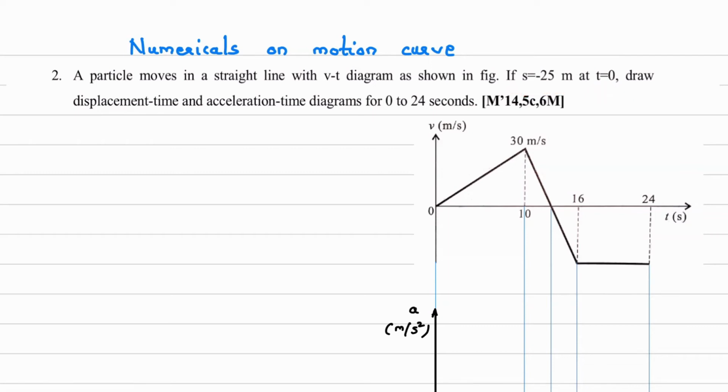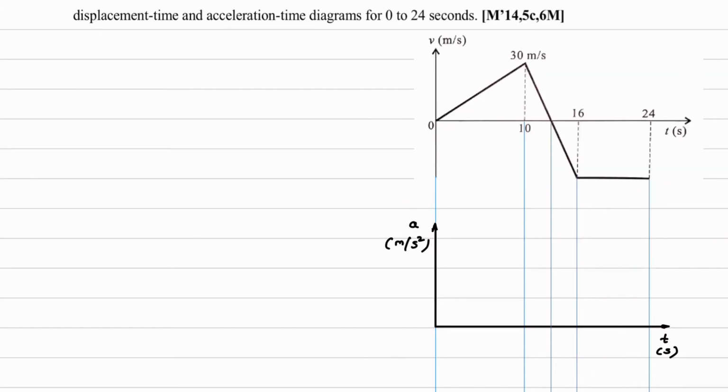Draw the displacement-time ST diagram and the acceleration-time AT diagram for 0 to 24 seconds. If you see the x-axis of the VT diagram, the total time is from 0 to 24 seconds. Now velocity is variable, so how do we draw AT? What is acceleration? Acceleration is the slope of VT, dV by dt.